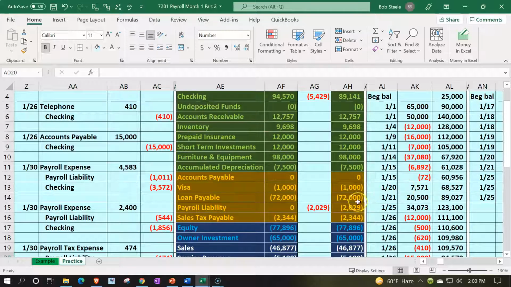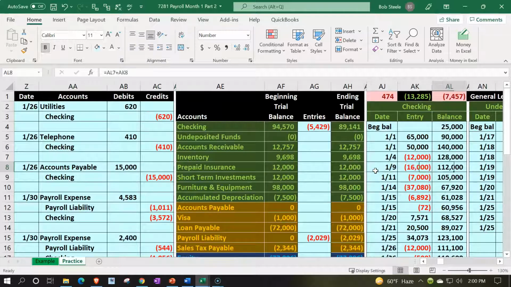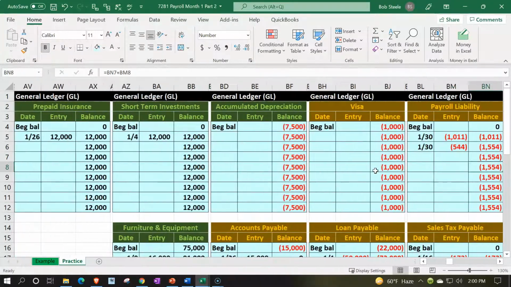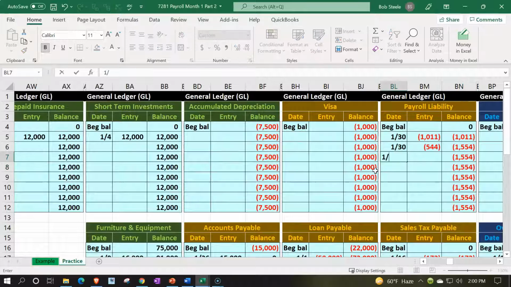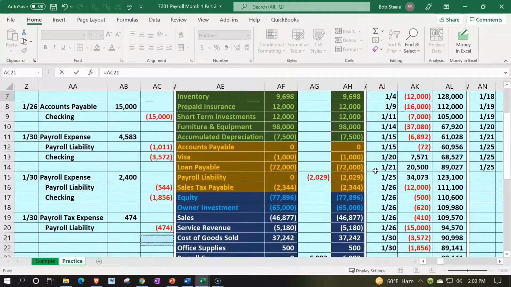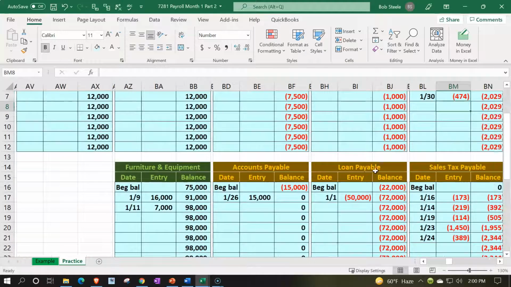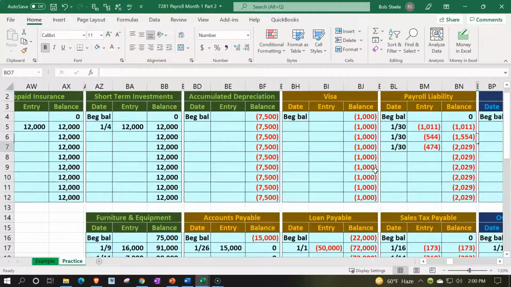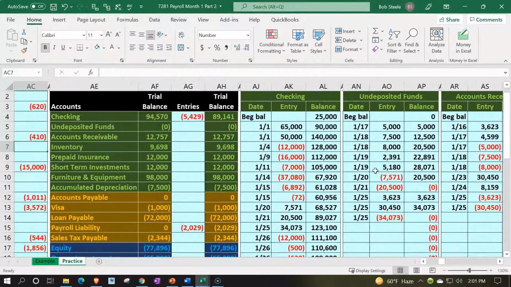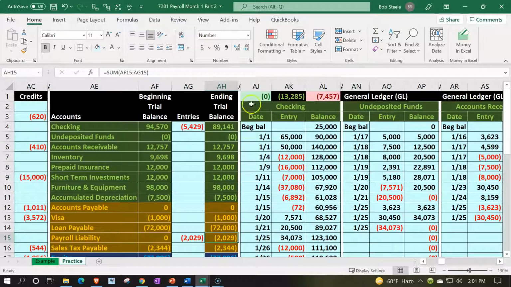Payroll liability, which is going to be here. It's going to be in the same location on the GL. Payroll liability. There it is on 130. So we're in BM7 equals left to the wall again. Scrolling down. There's the 474 and enter. That then brings us up to the 2029. That 2029 now should match what is on the trial balance, and it does. And we're back in balance.